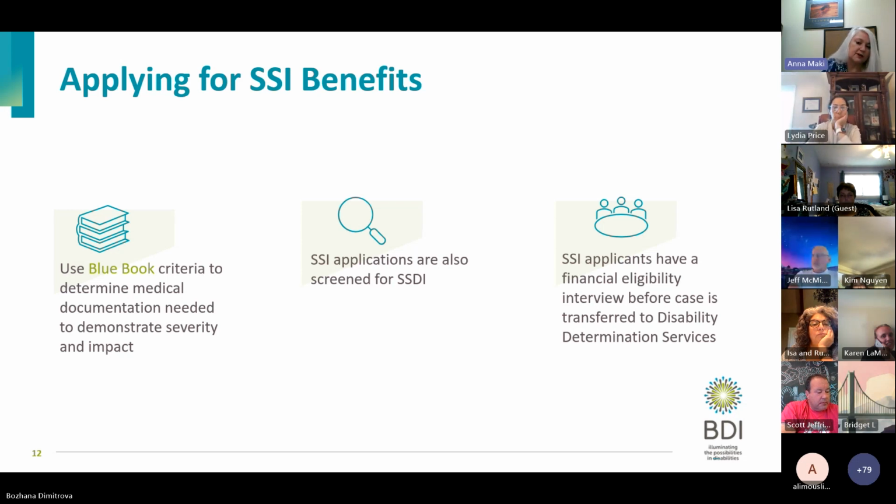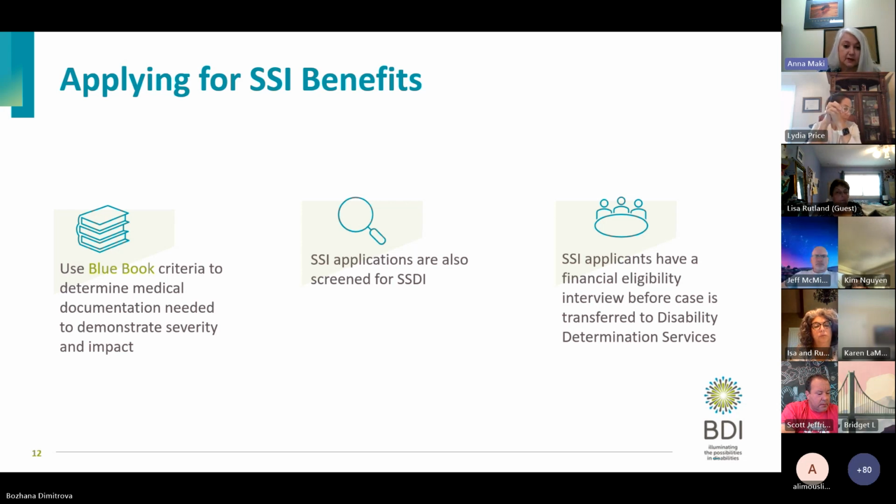At that point, they're going to transition your application away from intake over to disability determination services. Their job is to determine whether or not you have a disability under Social Security criteria. In other words, they're looking at what is your primary disabling condition, and this is where that blue book is going to come into play. So we want to make sure that we're looking at the blue book to know what the criteria is for the medical documentation that's required. So when that application is at Disability Determination Services, they have all the information that they need in order to make a determination.